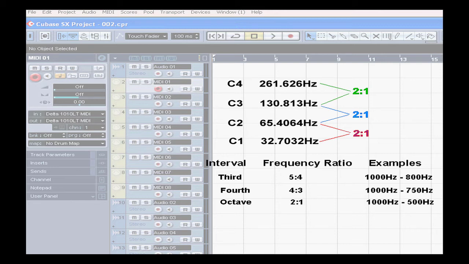Other common musical intervals have their own frequency ratios between the 2 tones. In a fourth, the 2 tones operate at a 4-to-3 ratio. In a third, the ratio is 5-to-4.